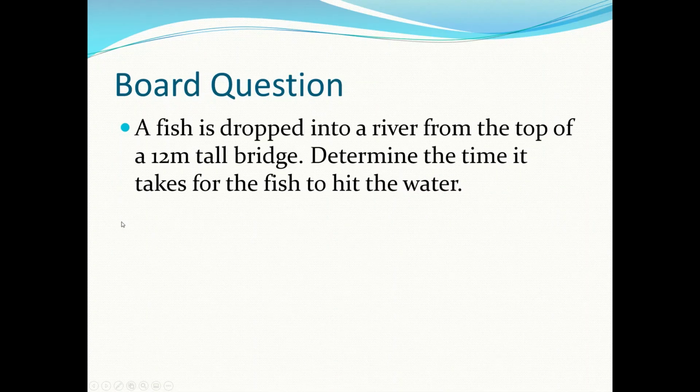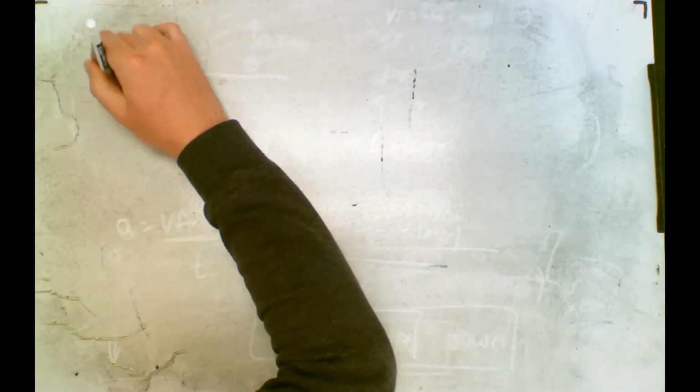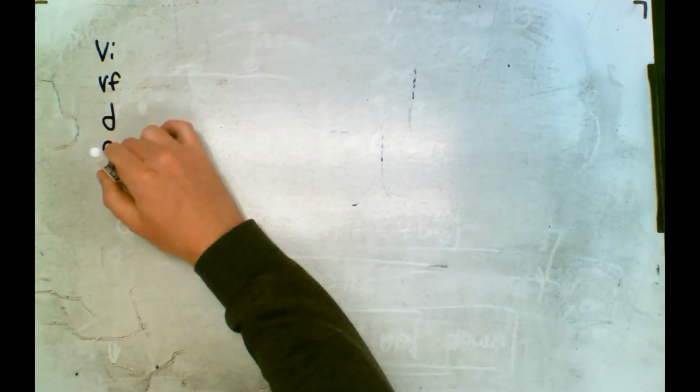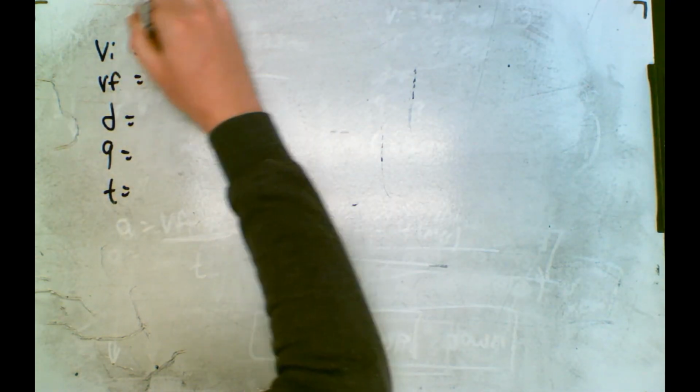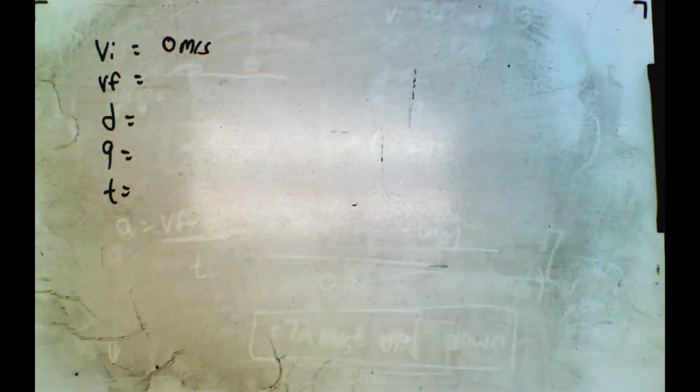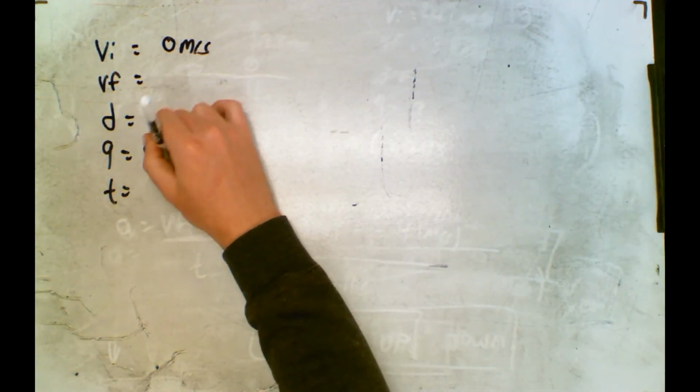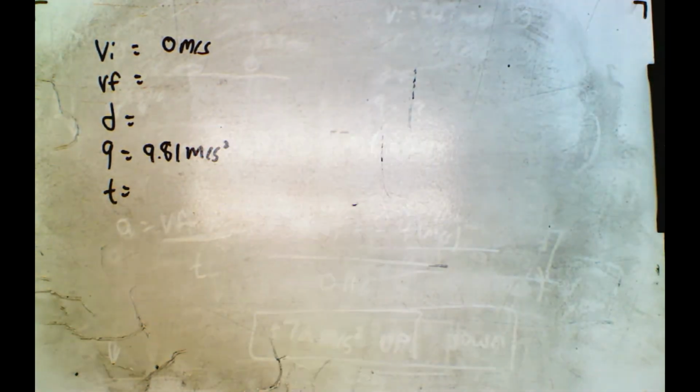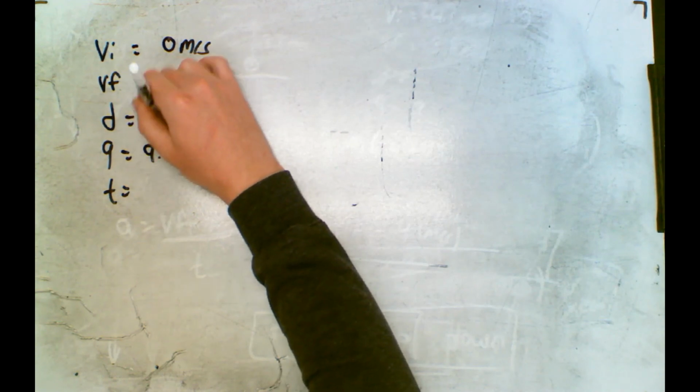Okay, so let's try a couple board questions. So pause the video and try these on your own, and I will go through it right now. So a fish is dropped into a river from the top of a 12-meter tall bridge. Determine the time it takes to hit the water. So you want to start off with VI, VF, DAT. This is the fish's drop, so that's 0 meters per second. It's in free fall, so 9.81 meters per second squared. And it says that the bridge height is 12 meters.